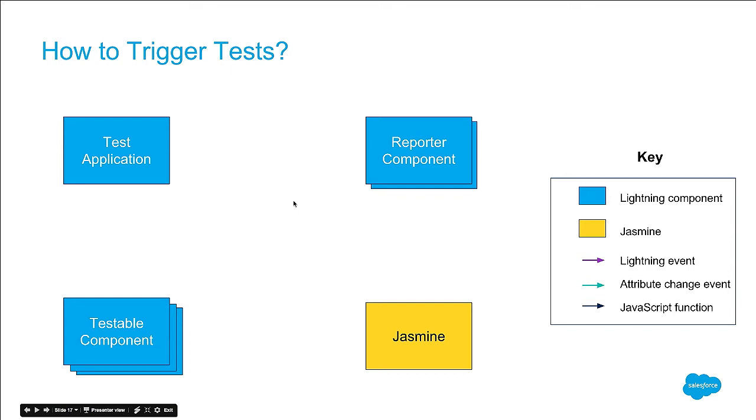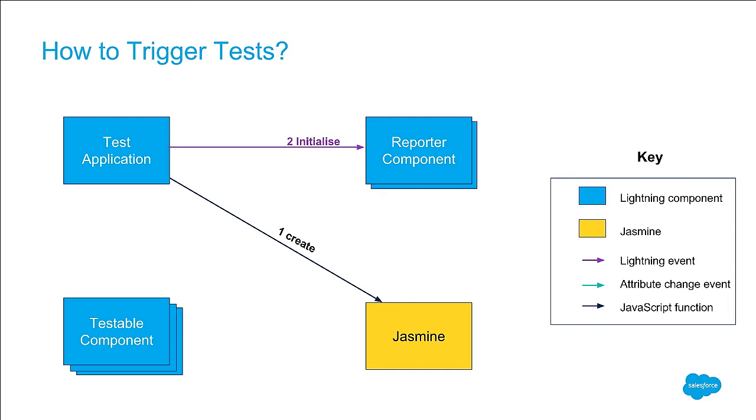So this is kind of the way that I trigger the test. I'm sure there are other ways to do this, but this is the way that I've found works best for me and decouples things from each other quite nicely. What happens first is the test application creates an instance of Jasmine that gets attached to the window, so it's available to all of my other components in the same namespace. Because the same namespace means you share the same secure window with the locker service enabled.